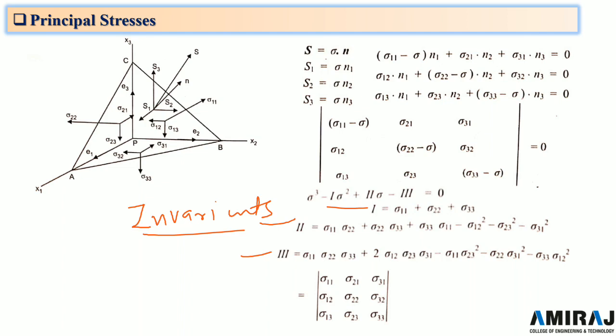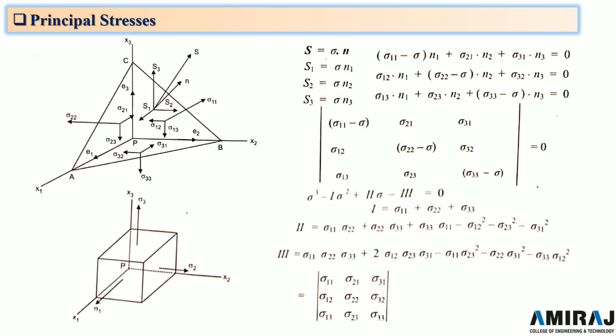Now let us denote the principal stresses by sigma 1, sigma 2 and sigma 3, and they are illustrated in this figure, where sigma 1, sigma 2 and sigma 3 are shown. This stress state is equivalent to the one shown in this figure, from which the principal stresses are derived. However, the directions of the coordinate axes in the two cases are, of course, different. So this is about the principal stresses.